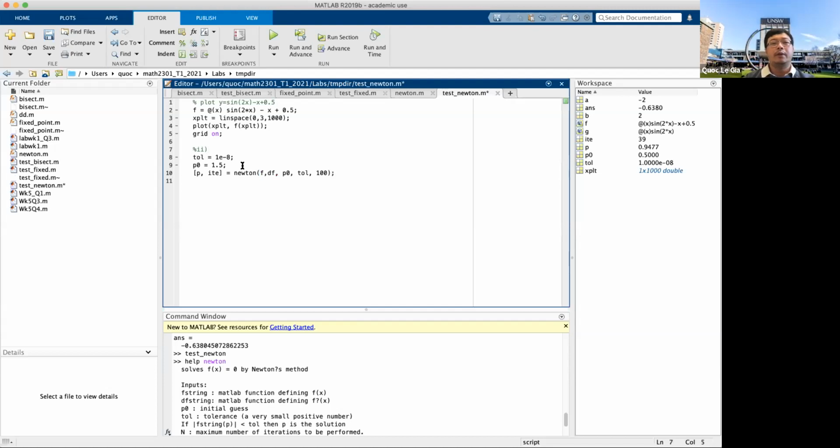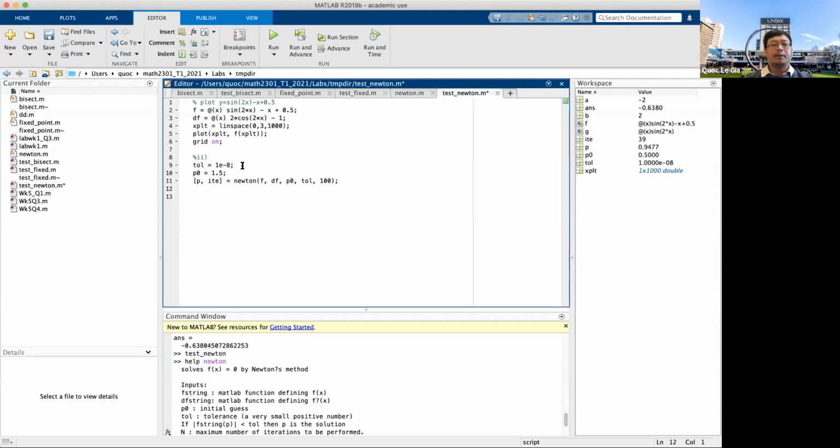So now we need to compute the derivative. I mean, you can use a symbolic package, but for a simple function like this, just use pencil and paper, because a symbolic package will be very slow. The derivative of this one is just 2 times cosine of 2x minus 1. So then you put function f, the derivative, initial guess, tolerance, and maximum number of iteration.